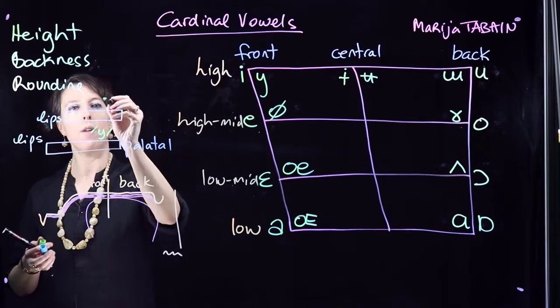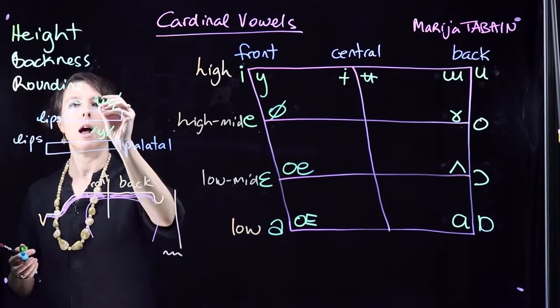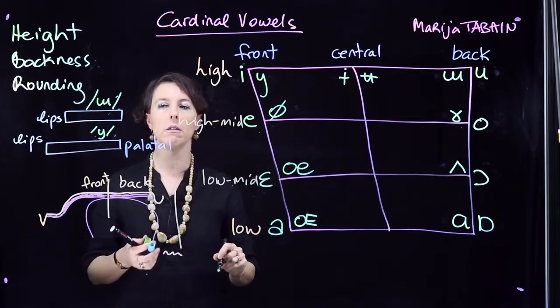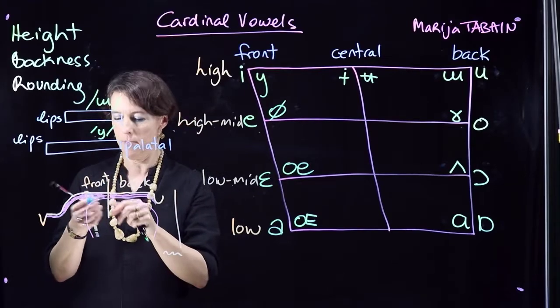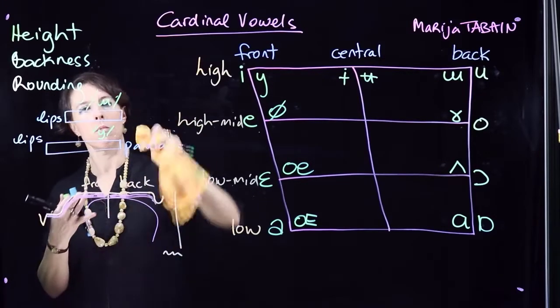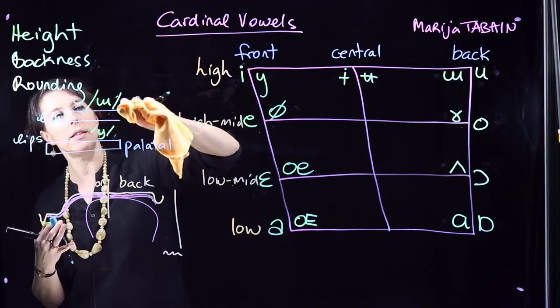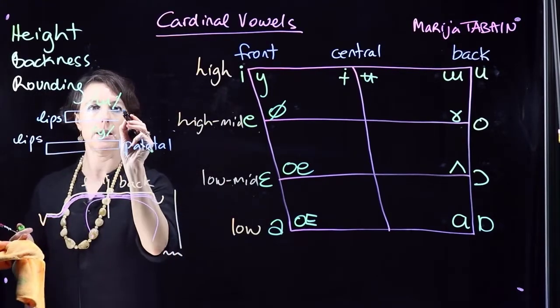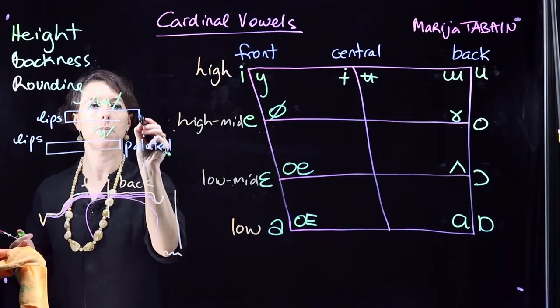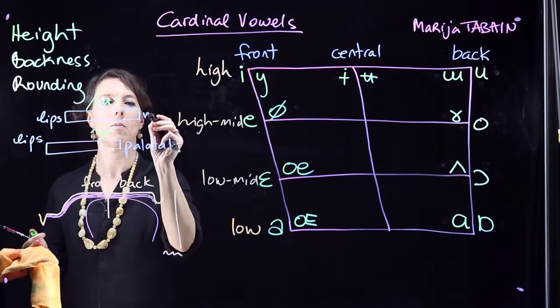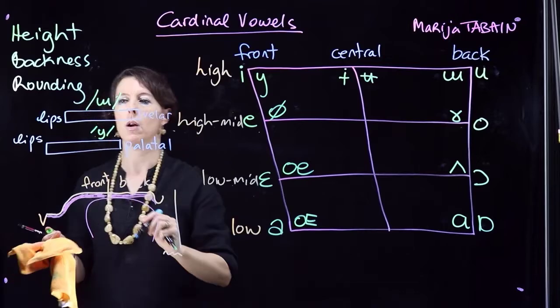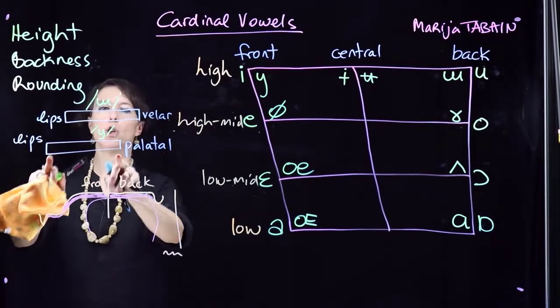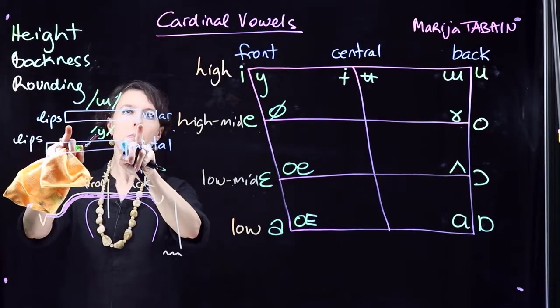And now we've got our back unrounded vowel, and that's not palatal, that's actually velar now. So let's lengthen that a little bit. Can you see how these two tubes are about the same length?